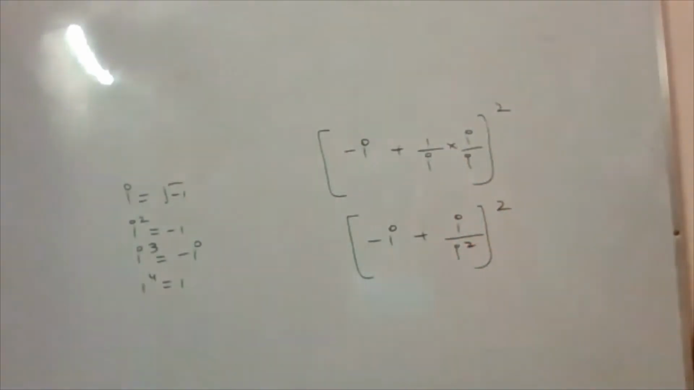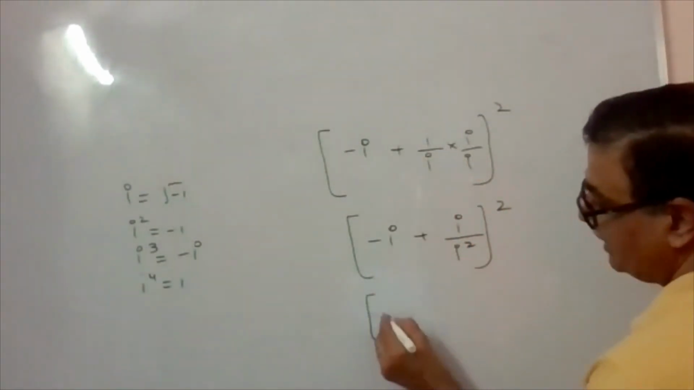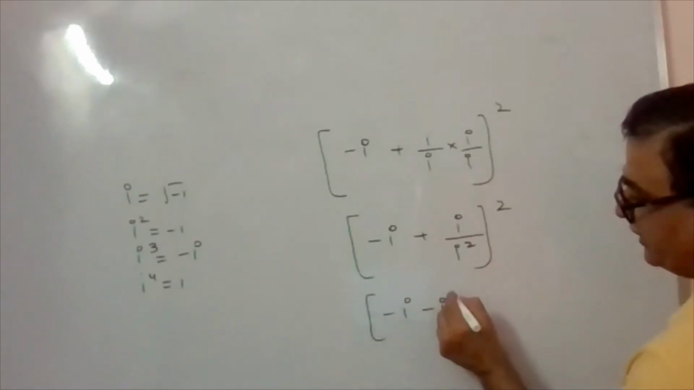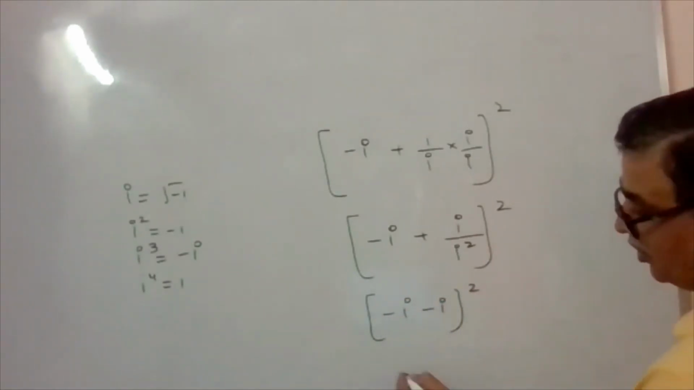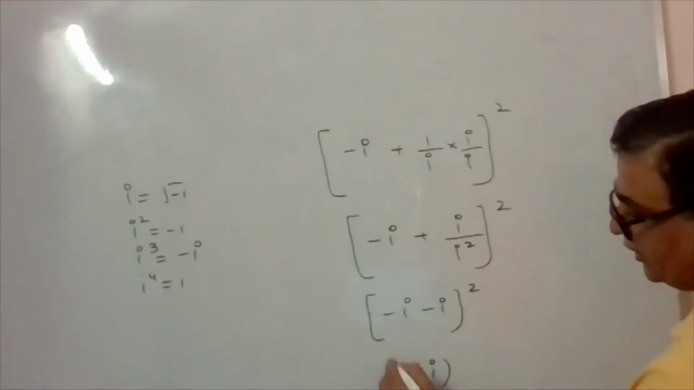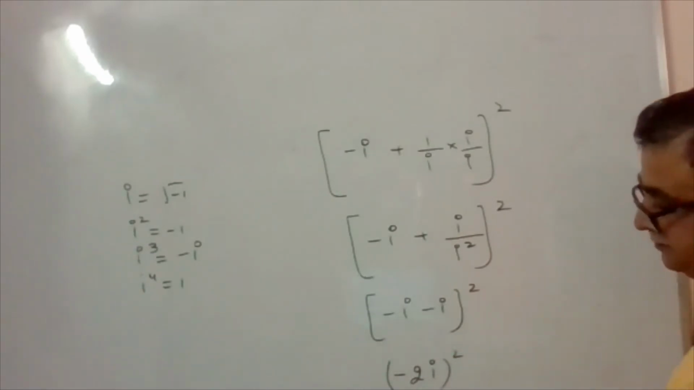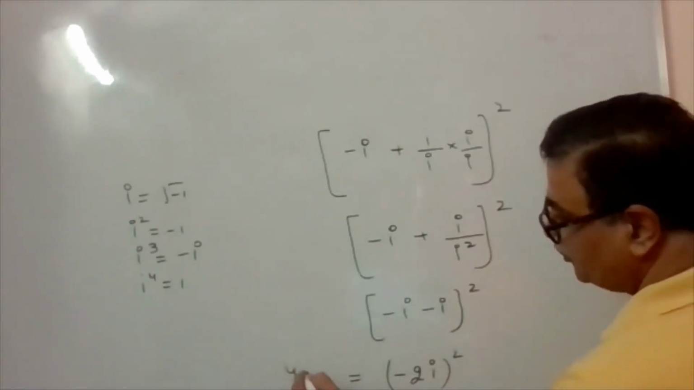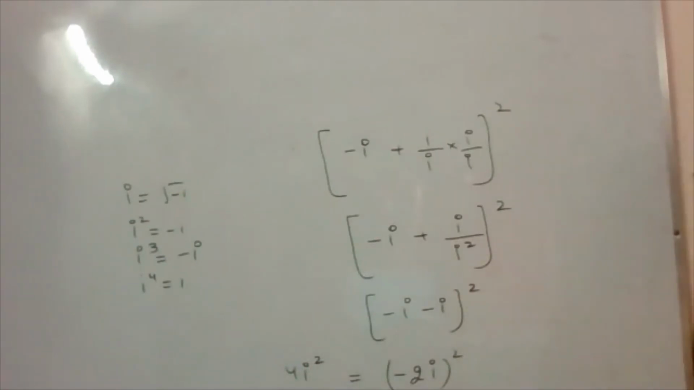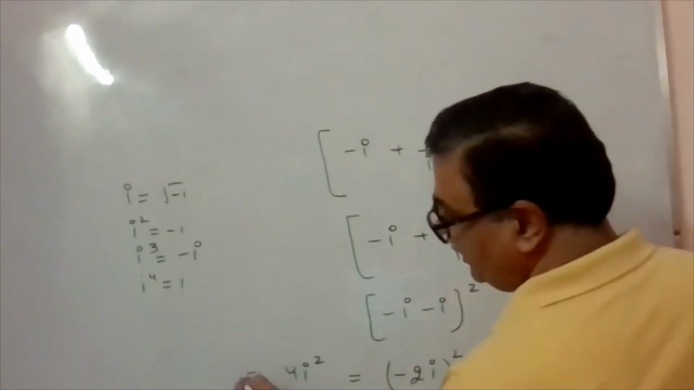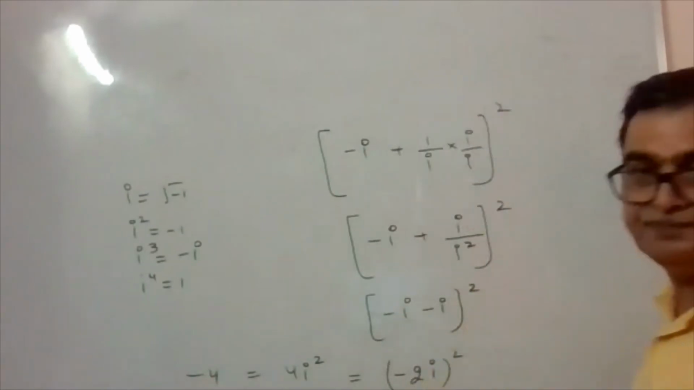Iota square is what? Minus 1. So I got minus iota and this is also minus iota, whole square. Or I should say minus 2 iota whole square. Now when you solve it, it will come out to be 4 iota square. 4 iota square, it will be minus of 4.